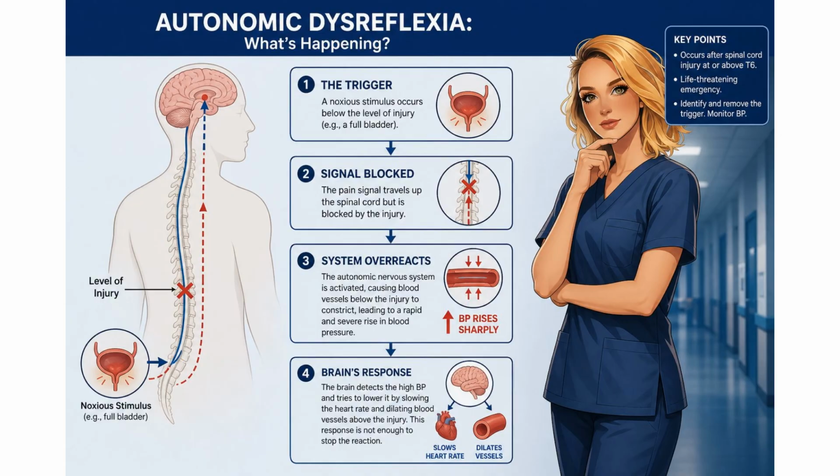Let's briefly walk through what's happening inside the body. It starts with a trigger, something uncomfortable below the injury level. This signal travels up the spinal cord, but gets blocked at the site of the lesion. The autonomic nervous system, however, still reacts to this signal. It triggers widespread vasoconstriction, a tightening of the blood vessels below the injury, which causes that sudden, severe rise in blood pressure. Your brain senses this dangerous hypertension and tries to compensate by slowing down the heart rate and dilating the blood vessels it can still control, those above the injury. But this response isn't enough to stop the crisis, which is why we see such a distinct set of symptoms.